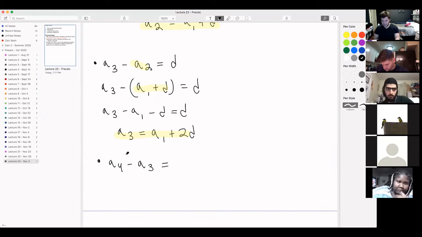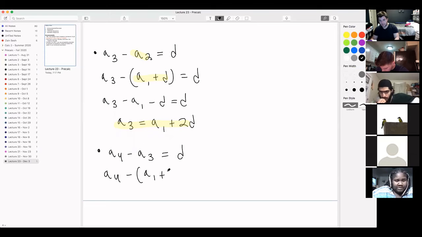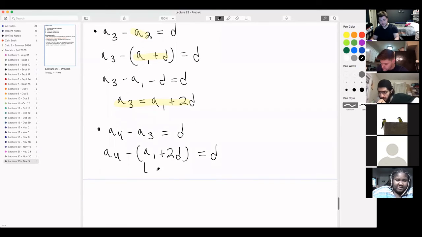Okay, again, I'm taking the difference of two consecutive terms, so I know that this is going to be d. Now I can replace a sub 3 with its expression that I got up here for it. A sub 3 is a1 plus 2d. So I sub that in right here, a1 plus 2d. Okay, this is a3.